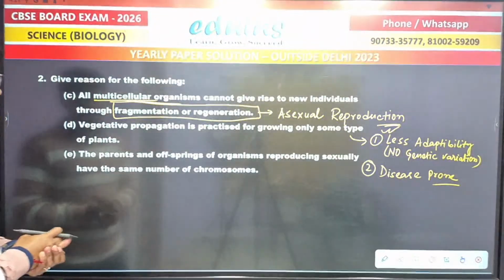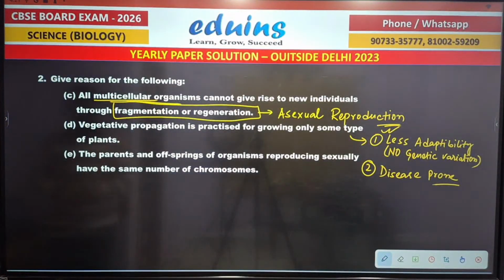Okay, the next one: the parents and offspring of organisms reproducing sexually have the same number of chromosomes. Give the reason.